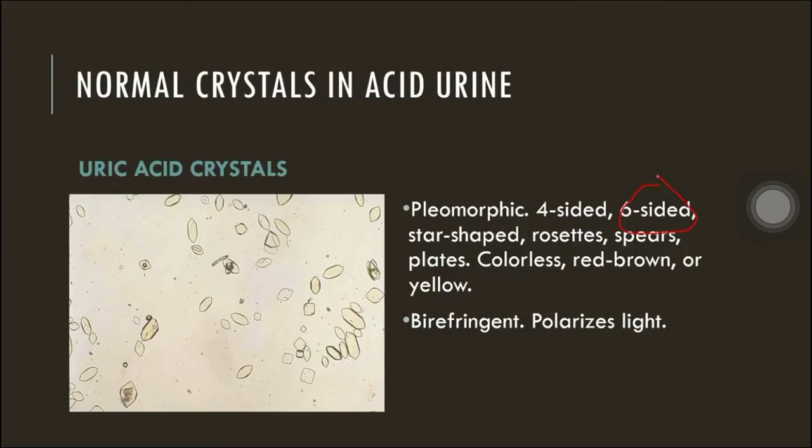So how will you differentiate it from a cystine crystal? Uric acid polarizes light. It is birefringent. Aside from that, uric acid may also be differentiated from cystine by addition of HCl. So uric acid crystals are insoluble in hydrochloric acid, while cystine crystals are soluble in hydrochloric acid.